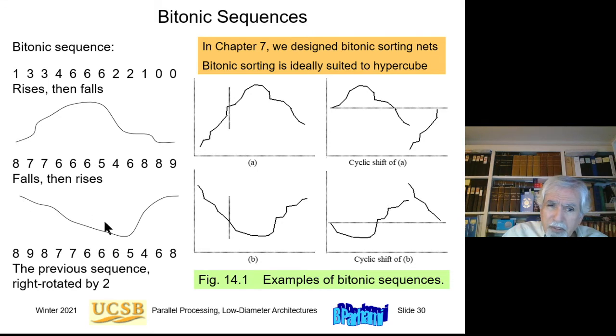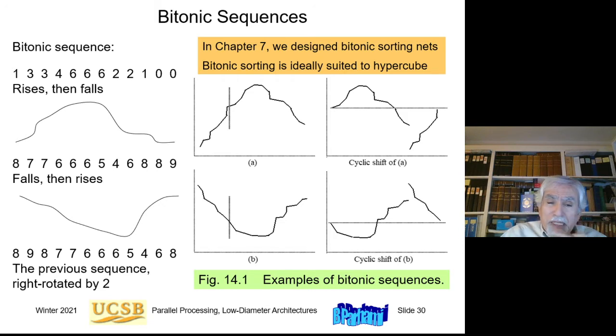Okay, for a while it goes down up to a certain point, and then it goes up from that point. So it has basically two monotonic parts, a decreasing part and an increasing part. This one has an increasing part followed by a decreasing part. That's a pure bitonic sequence.